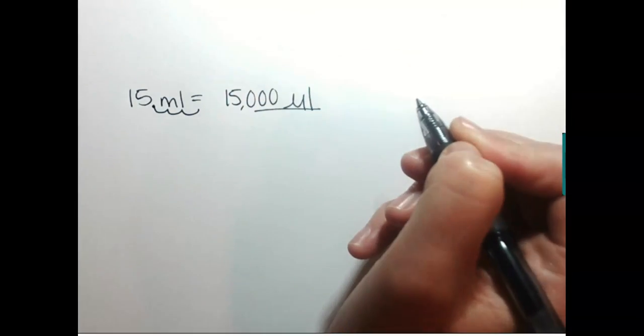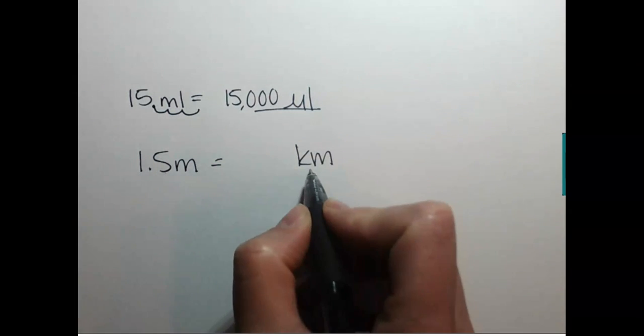There's 1,000 microliters in a milliliter. This is going to be the smaller unit. And so I'm going to move my decimal place 3 places in this direction. So it would be 15,000 microliters. And again, ask yourself, does that make sense? Yeah, that kind of makes sense. These are really tiny.